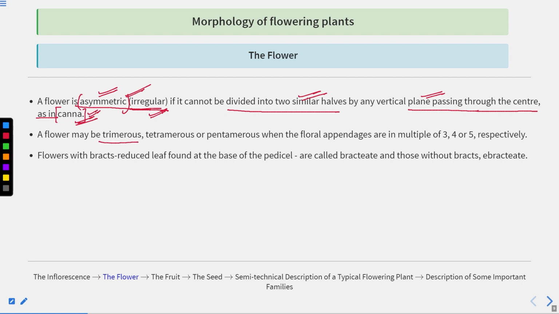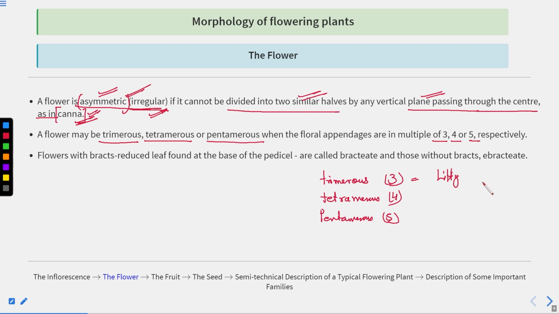A flower may be trimerous, tetramerous, or pentamerous when the flower appendages are in multiples of 3, 4, or 5. Sometimes the flower is trimerous, that is 3 appendages. Tetramerous, 4 appendages. Pentamerous, 5 appendages. So if we talk about a trimerous example, then we have lily. Okay, lily, because the sepals and petals get united and they form the perianth. So perianth, stamen, and then carpel. These are the 3 appendages, right? So that is the trimerous flower.